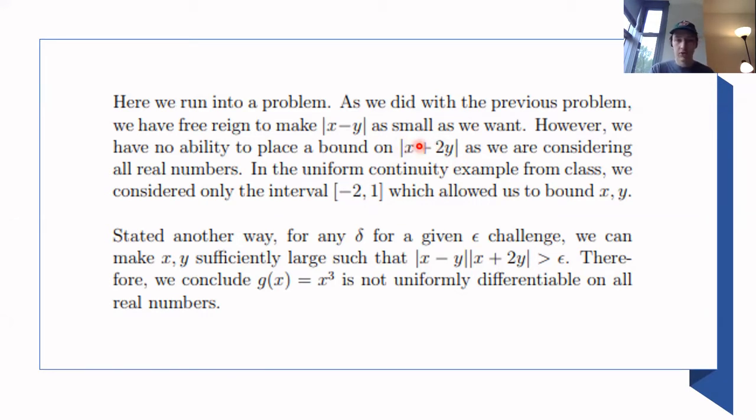If you remember from the continuity example in class, we were only considering a bounded interval or closed interval, which allowed us to put bounds on x and y, but we can't do that here. So this can be greater than epsilon because we can select x and y that are large enough for that to be true. So x cubed is not uniformly differentiable on all real numbers.